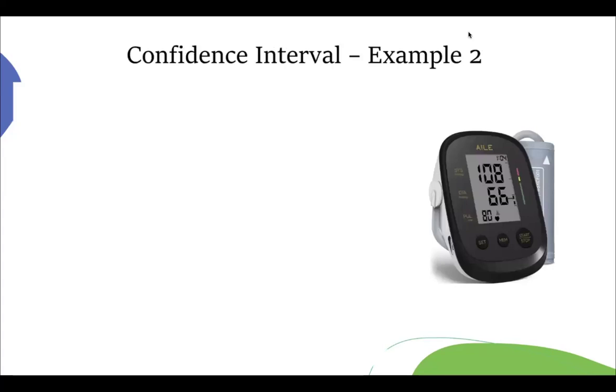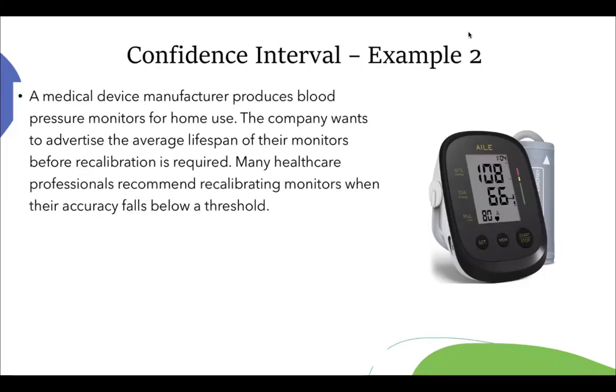Okay, we're going to look at another example from beginning to end, and this time I'm going to go through without those longer explanations of each part. A medical device manufacturer produces blood pressure monitors for home use. The company wants to advertise the average lifespan of their monitors before recalibration is required. Many healthcare professionals recommended recalibrating monitors when their accuracy falls below a threshold. So that's some background information that doesn't give us the numbers that we're going to need, but it provides a context for this problem.